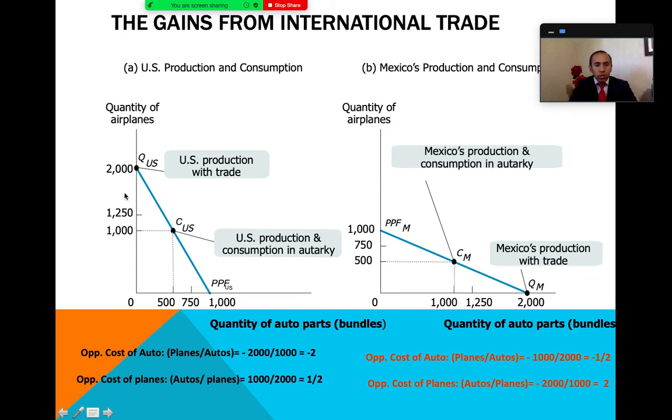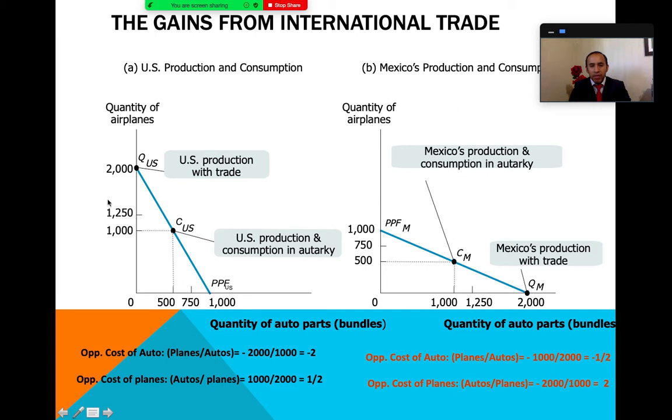Now, the terms of trade are going to be somewhere in between 1,000 to 2,000 airplanes. The U.S. will not trade anything less than what they can already produce domestically, which is 1,000. So they're going to keep a little bit more than 1,000. So they're going to keep here, in this case, 1,250 planes out of the 2,000, and the remaining 750 are going to be traded to Mexico, which Mexico gets 750 planes.